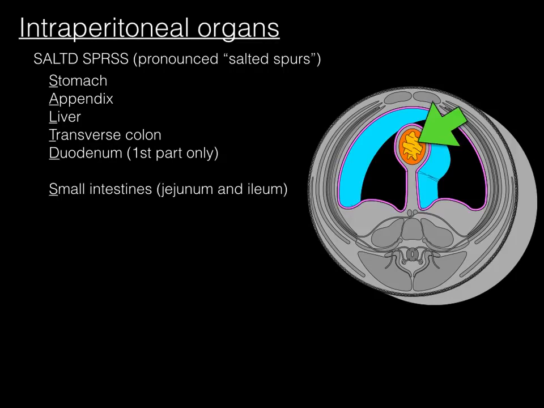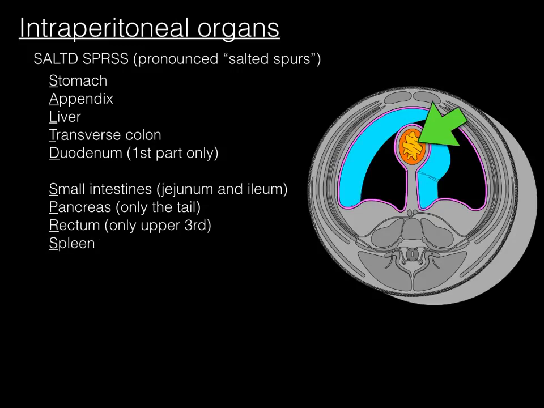And then the S stands for small intestines, specifically jejunum and ileum. The P is for pancreas, but only the tail, the tip of the tail that touches the spleen. The R is for rectum, but only the upper third. The S is for the spleen, as just mentioned, and the sigmoid colon. So that acronym of SALTED SPURS is the acronym to tell you what organs are considered intraperitoneal.